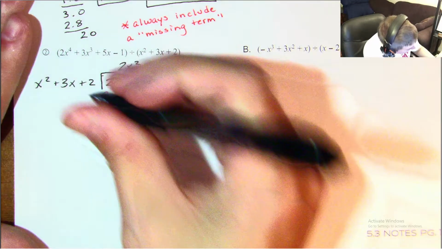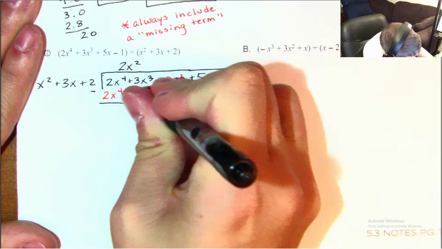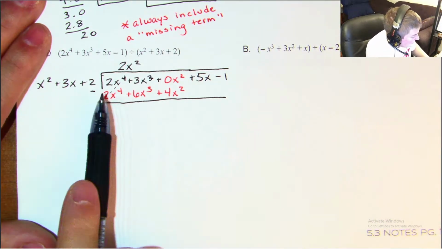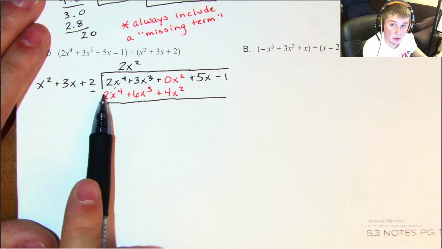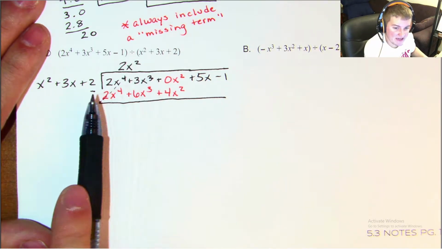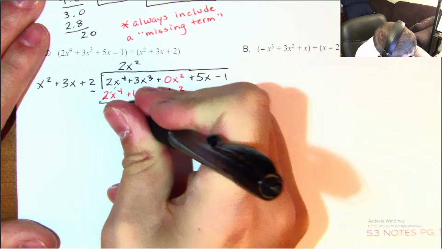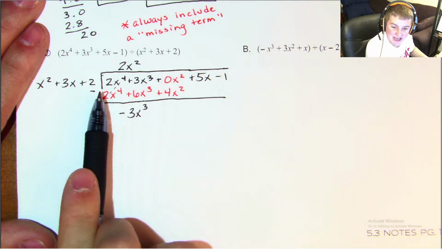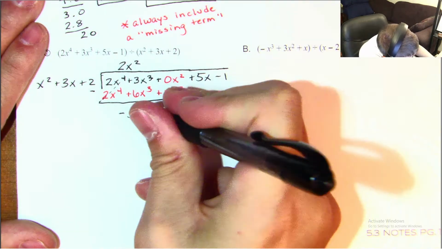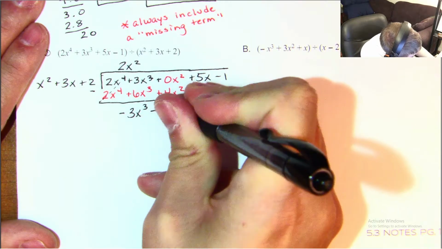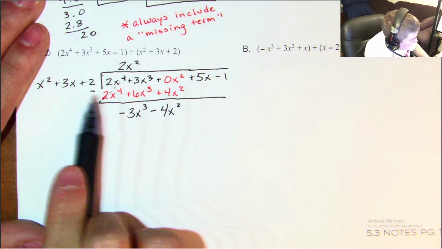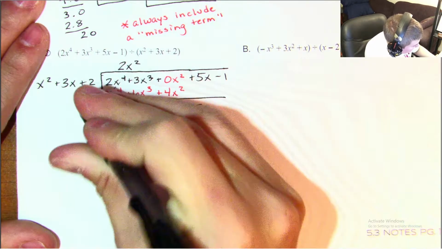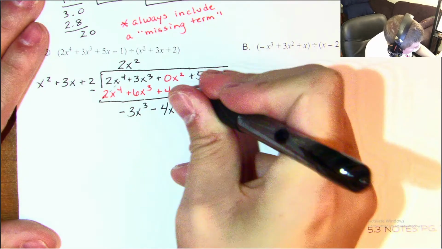Okay, and so then now that I have this, I can subtract. So these again are going to cancel. Okay, and 2x to the 4th minus 2x to the 4th is just 0, canceling out. 3x cubed minus 6x cubed, I'm going to get negative 3x cubed. Okay, 0x squared, take away 4x squared, I'm going to get negative 4x squared. 5x take away 0, well, that's just 5x. Negative 1 take away 0 is minus 1. Again, I'm just dropping these down.